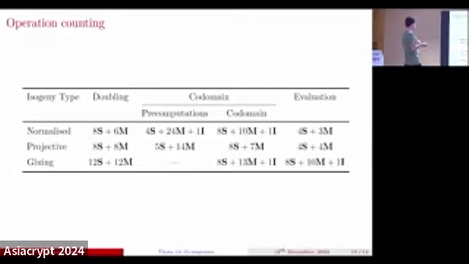And here in the last row, there is a different row dedicated to the first isogeny, which is the gluing isogeny. In this case, the situation is a little bit more complicated, and as you can see, there are some additional costs for this special isogeny here.